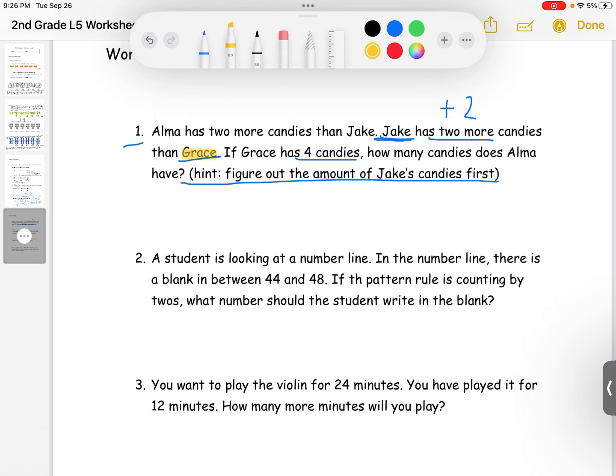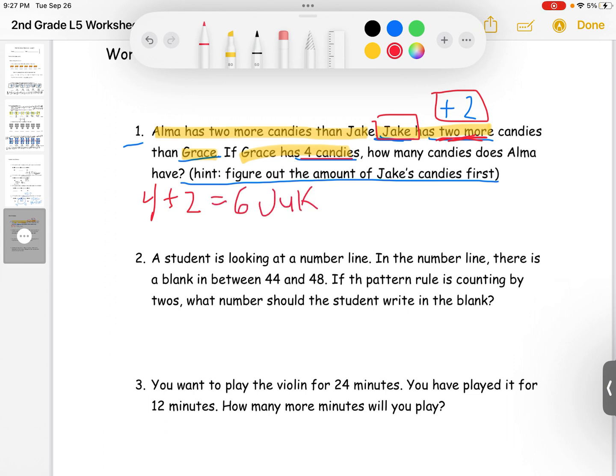So we know our key details. Grace has 4 candies, and Alma has 2 more candies than Jake. Jake has 2 more candies than Grace. So knowing that, let's say Jake is red. So Grace has 4, but Jake has 2 more candies than Grace. And 2 more means plus 2. So 4 plus 2 equals 6. So we know that Jake has 6 candies.